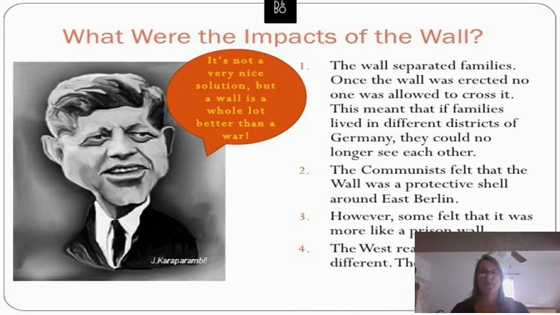The communists felt that the wall was a protection around East Berlin to keep out all these ideas of freedom and democracy and independence. Some felt that it was more like a prison wall, though, keeping you in instead of keeping other things out. And West Berlin's reaction was kind of different. They were kind of glad to have that wall there, to keep communism away from them. So this is a caricature of President John F. Kennedy at that time, and it says, "It's not a very nice solution, but a wall is a whole lot better than a war." No one wanted to go back to war at this point.